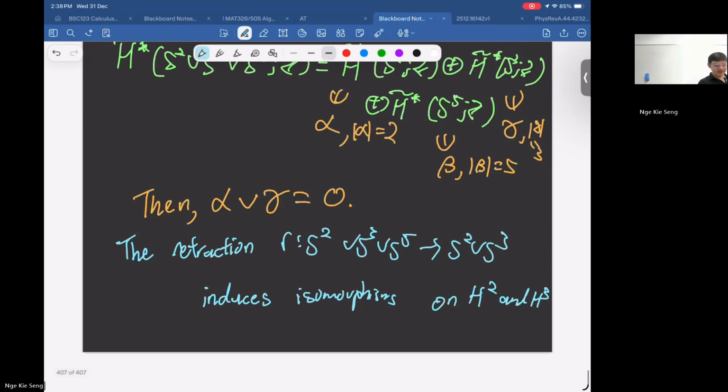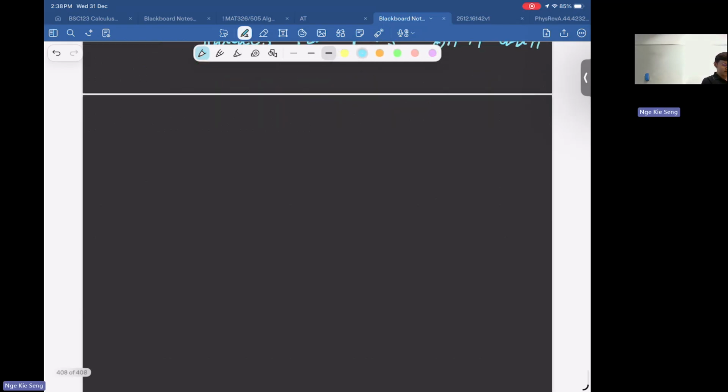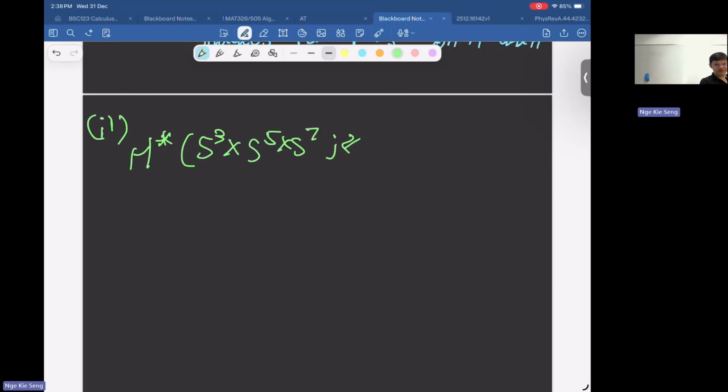Then in that case, how about I let you guess what this is? The cohomology ring of X3 cross X prime cross X. What is this? What do you think?